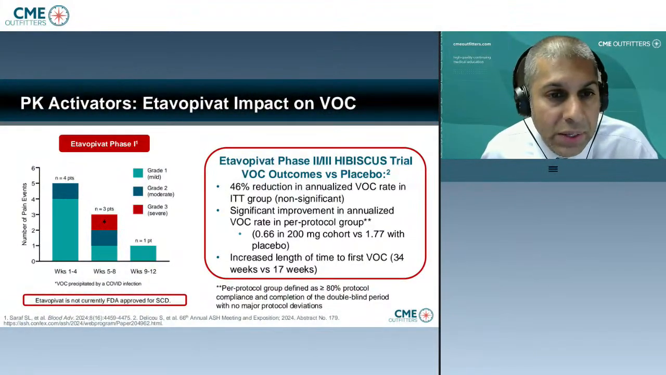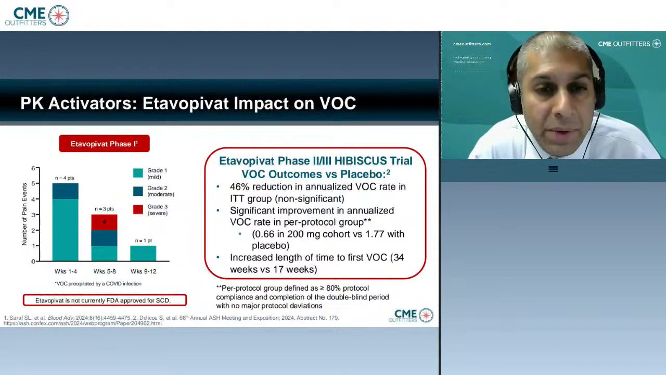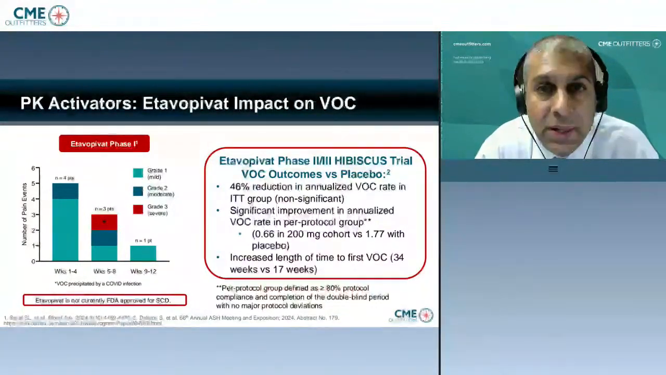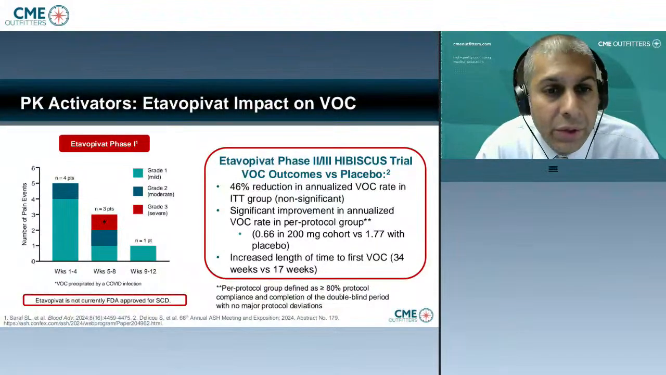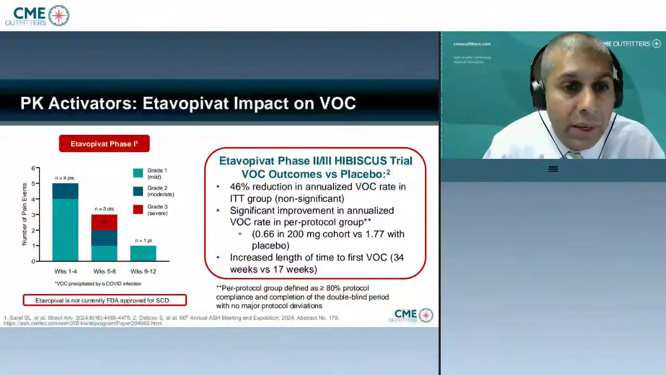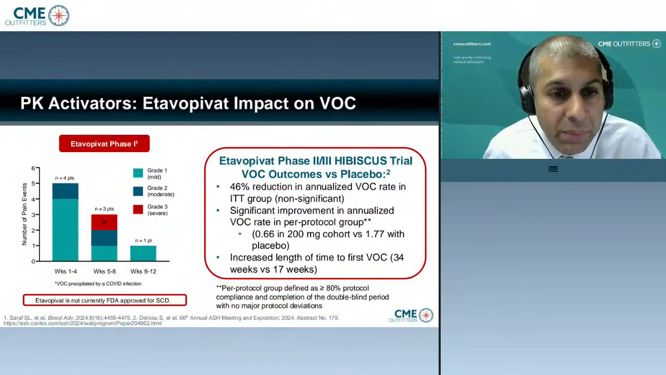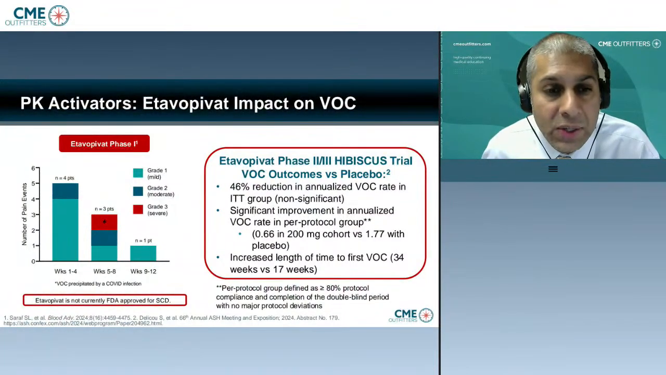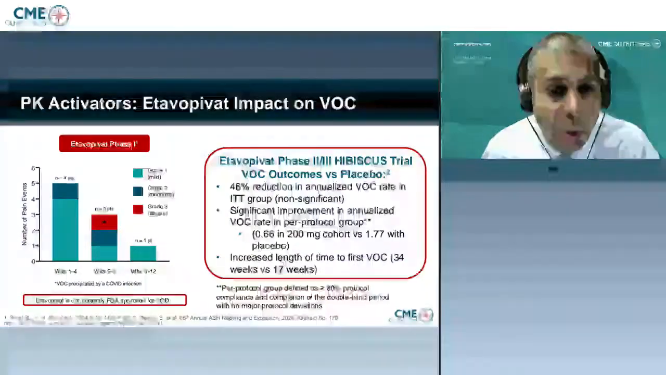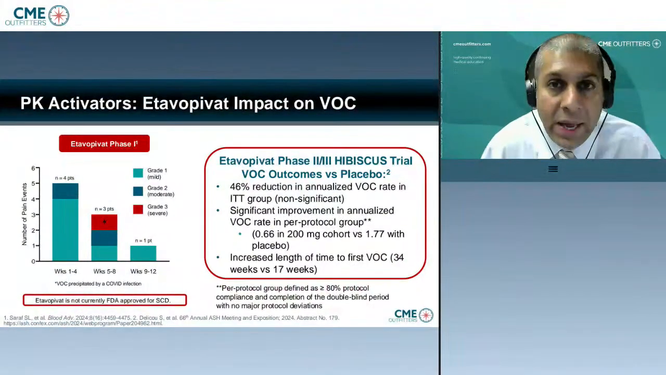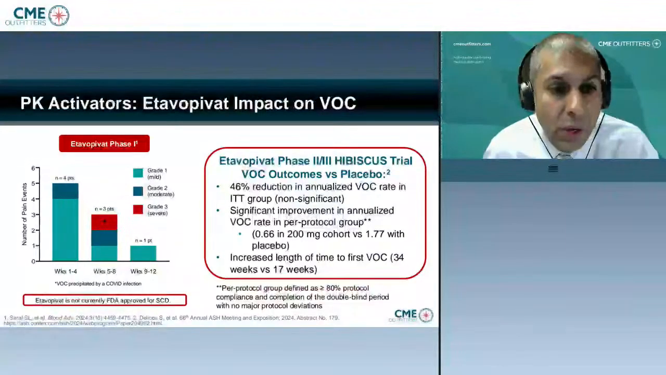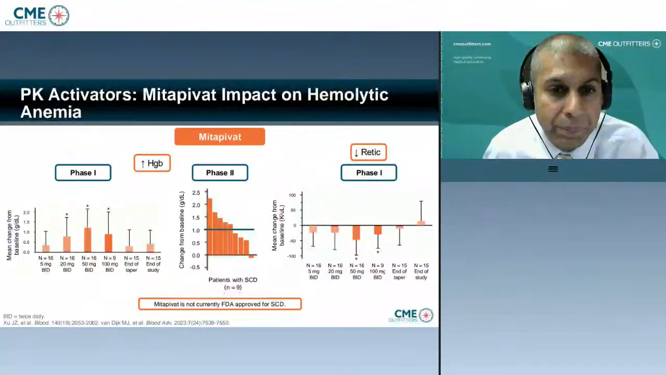And so this encouraging data led to the etavopivat phase 2-3 HIBISCUS trial. This data was presented at the American Society of Hematology just a few weeks ago, where it showed that the rate of vaso-occlusive episodes was reduced by almost a half. When you looked at the per protocol treatment, you could see that the rate was 0.66 in the treatment arm versus 1.77 in the placebo arm. And it also helped push back the time to the first vaso-occlusive episode, almost double that time.